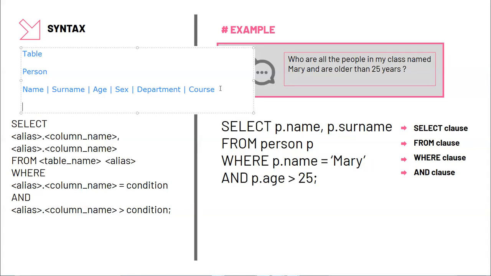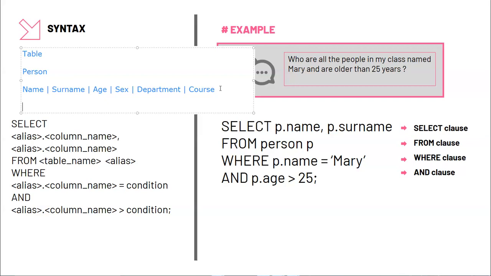Now, the question I'm trying to answer is, who are all the people in my class named Mary and are older than 25? The way I want you to look at this question is to try to answer it speaking English or Yoruba or any other language you speak. It's the same thing as who are all, how many people, or who are the people. I want to know who are the people. So when I say who are the people, that is to say I want the details of the people.